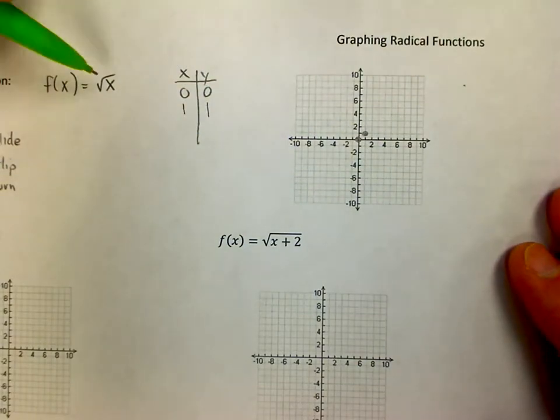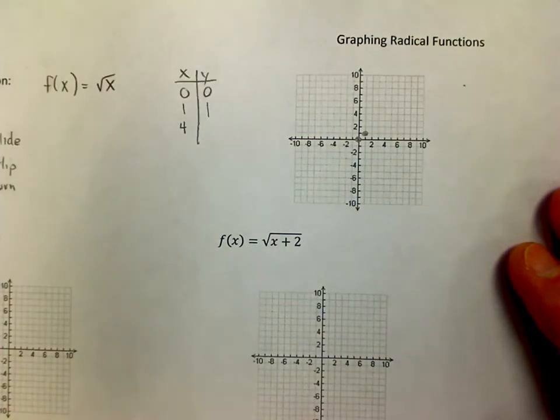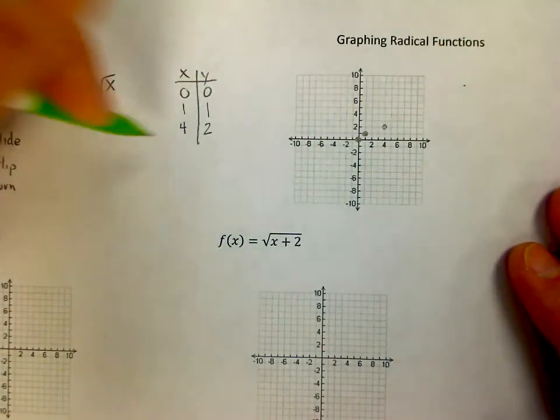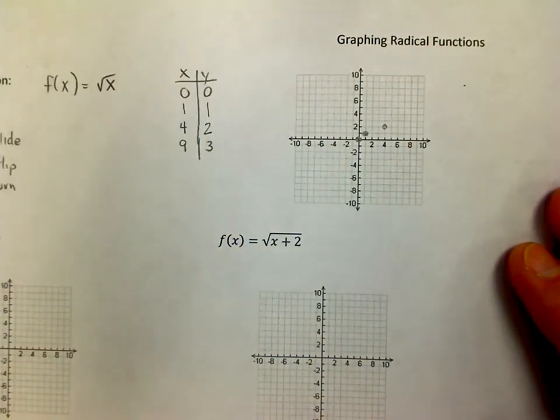And then I don't know the square root of 2, so let's not graph that one. I don't know the square root of 3, but I do know the square root of 4, so maybe I pick that one next, right? And the square root of 4 is 2. And so I go over 4 and up 2. There's my next point. The next square root that I know is 9, and the square root of 9 is 3. And so I'm going to go ahead and graph that next.